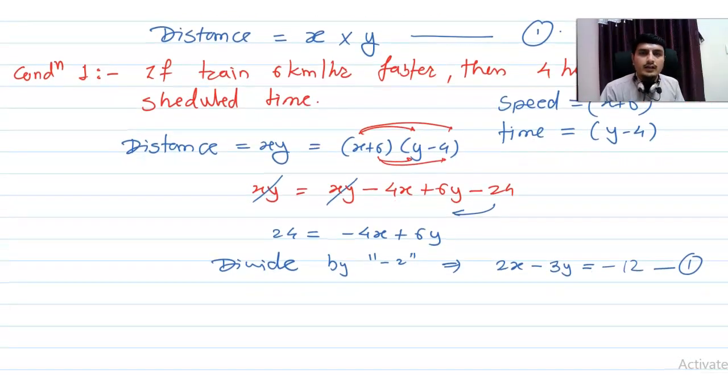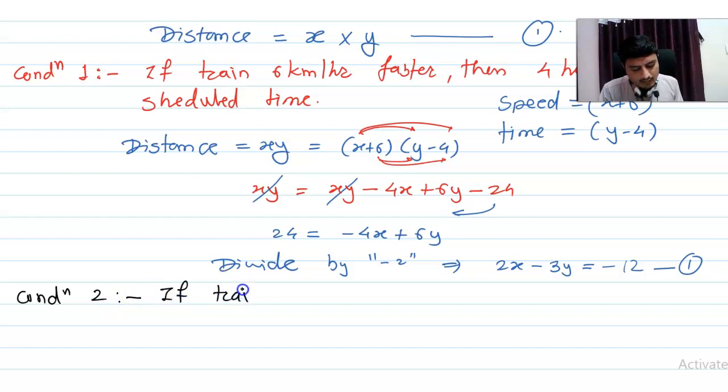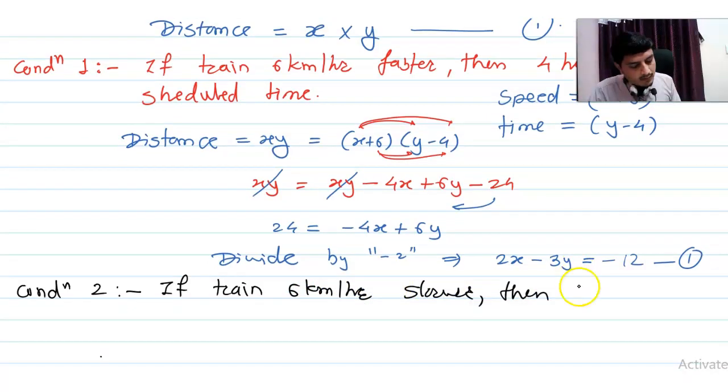That means we are getting a linear equation in two variables, where the variables are x and y. Now look at the second condition. I am writing the second condition now. It is of the form: if the train is 6 km per hour slower, then it takes 6 hours more than the scheduled time.